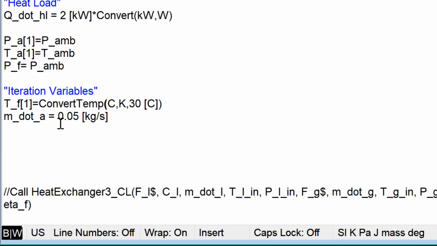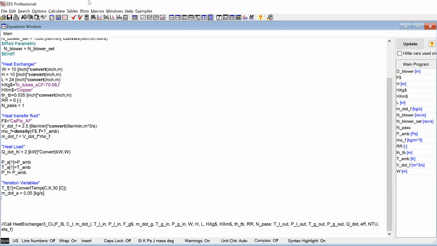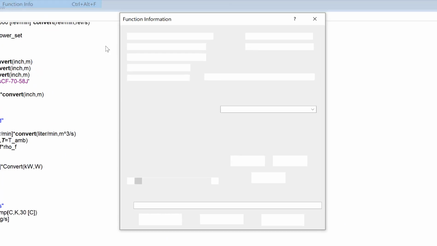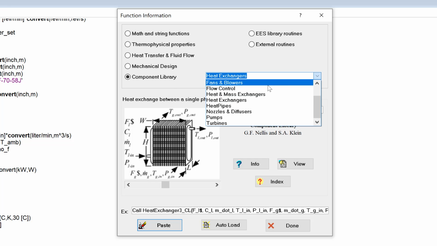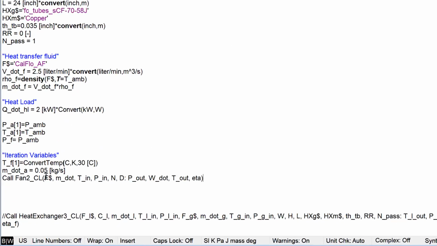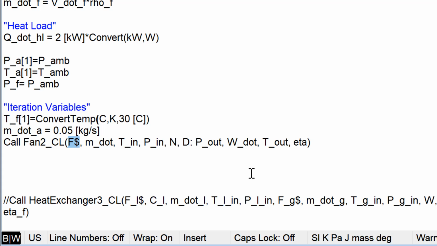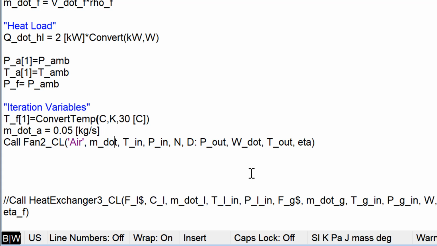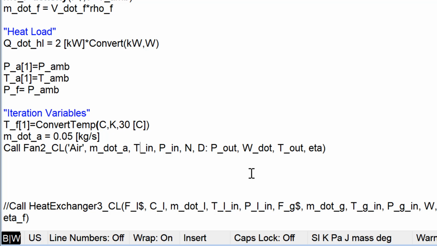So the first thing maybe I want to do is figure out what the performance of the blower is. So let's go ahead and go to the component library. And I want to go to, I think, blowers and fans. We're going to use a radial bladed centrifugal blower here. So that's fan 2CL. So I'll paste that in there. And then we can fill this in, right? So let's see. The fluid is air. The mass flow rate, I've at least assumed, is 0.05 kilograms a second. What would this be? This would be TA1. This would be PA1, not 2, 1.